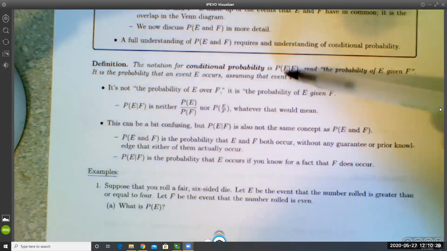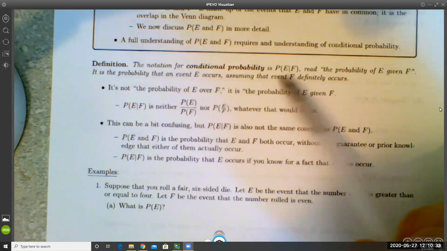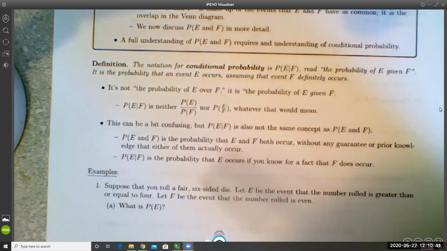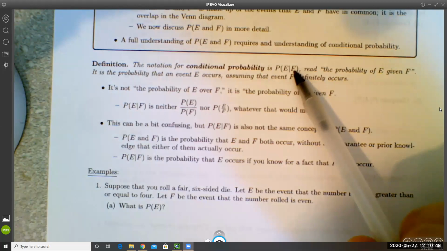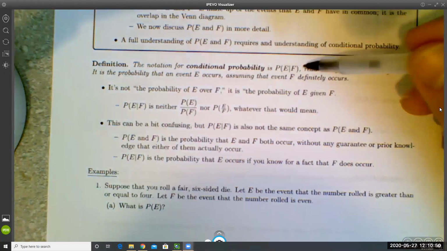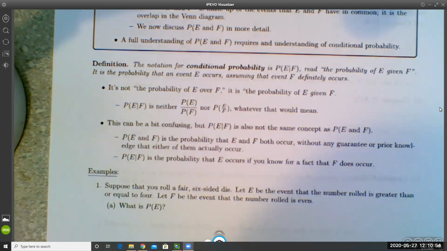You have two events with a vertical line between them. We read this symbol, probability of E given F. So this line is read given. Right, so our probability of E given F is the probability that E occurs if we assume that F definitely occurs. It's like, if you know for a fact that F occurs, what's the probability that E will occur?